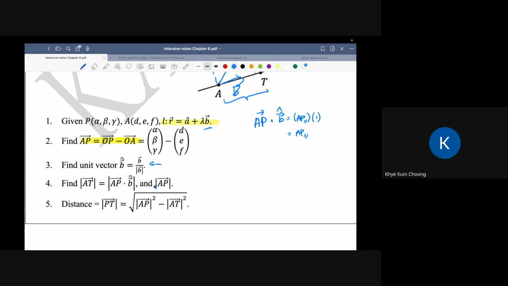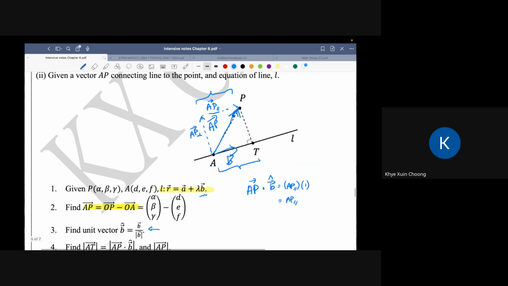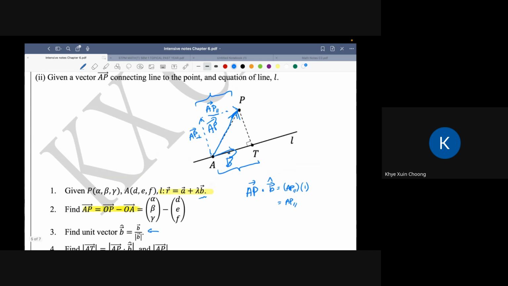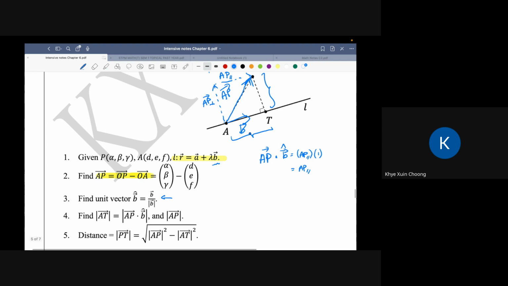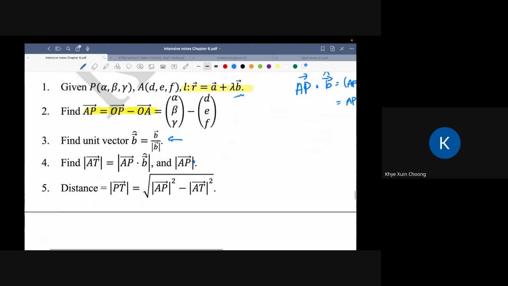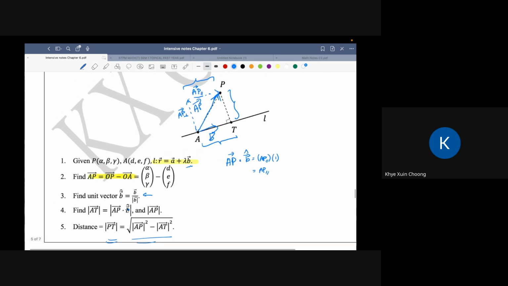Then we also find the length of AP, the magnitude of AP. So this is a right angle triangle. When you find AP, you find AT, you can use Pythagoras theorem to find PT. That is how this method works.